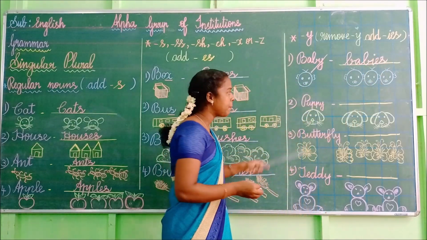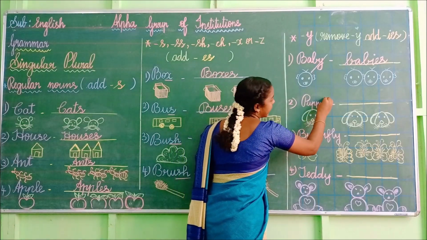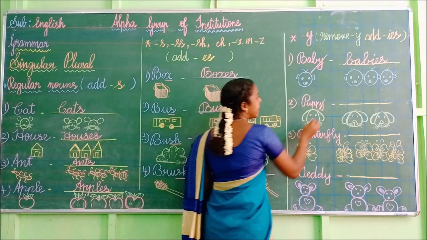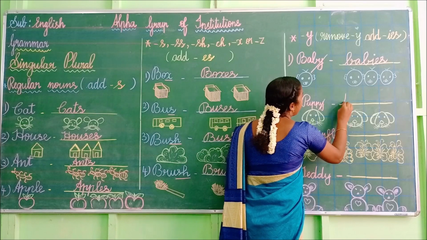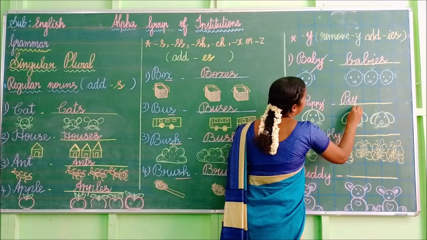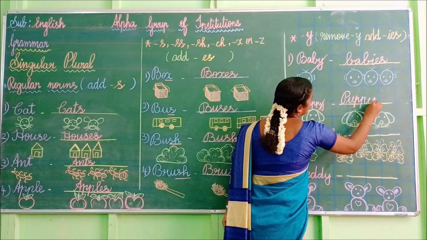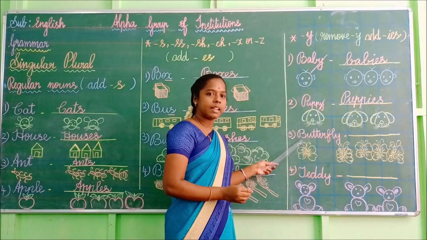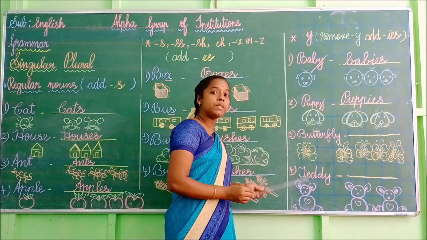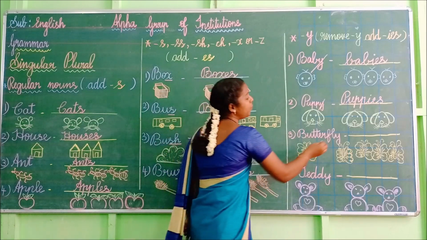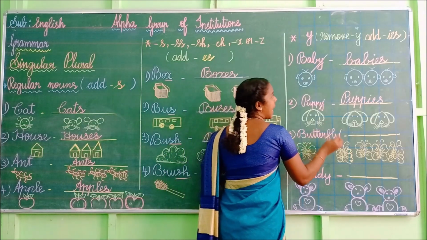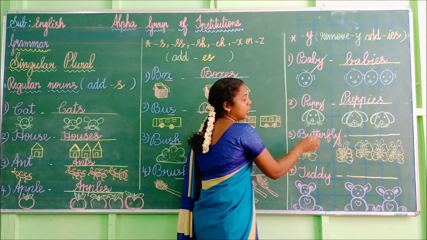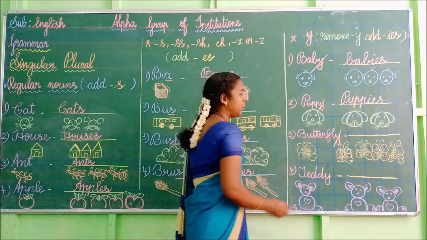Puppy. Here puppy also ends with the letter Y. So you have to remove the Y. Next you have to add IES. P-U-P-P-I-E-S. Puppies. Next one, butterfly. Butterfly also ends with the letter Y. So you have to remove the Y and add IES to the singular noun to change the singular noun into plural. See?